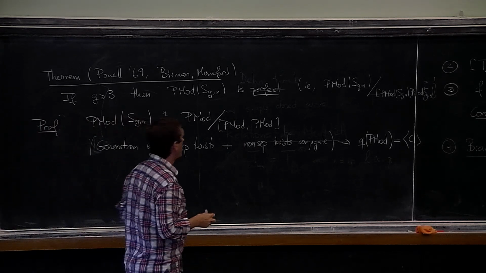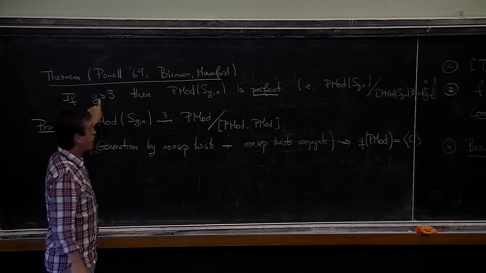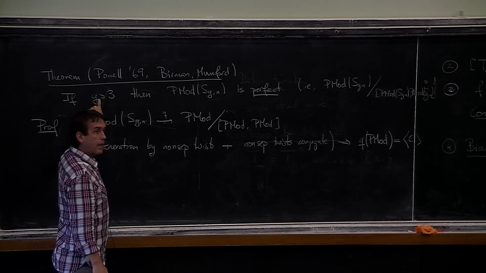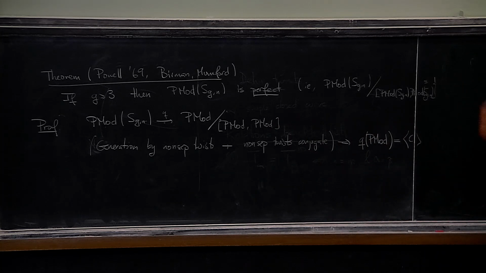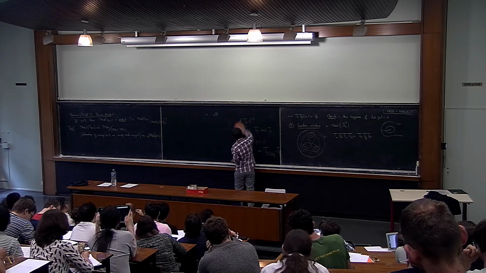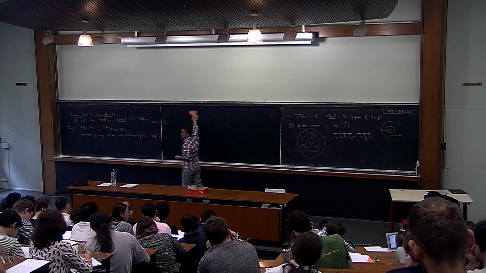And now the point is, I haven't used this yet, but now I am going to use it. If the genus is at least 3, I can draw a lantern on my surface using only non-separating curves.